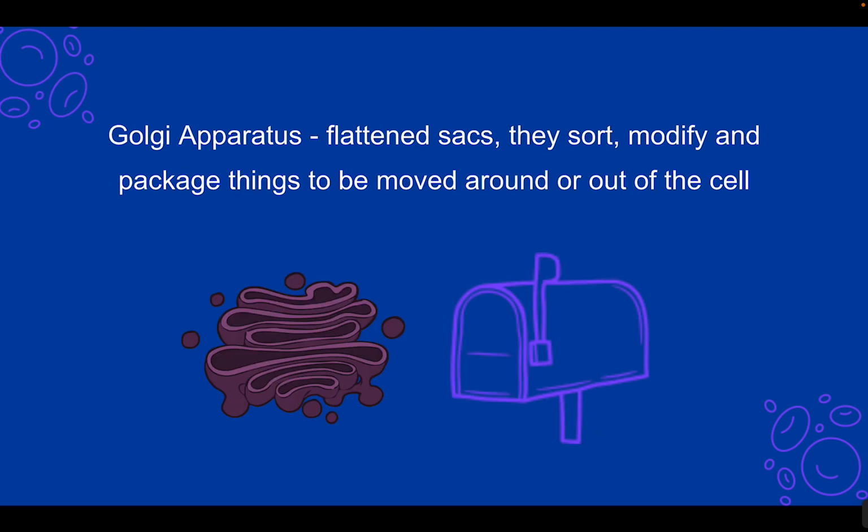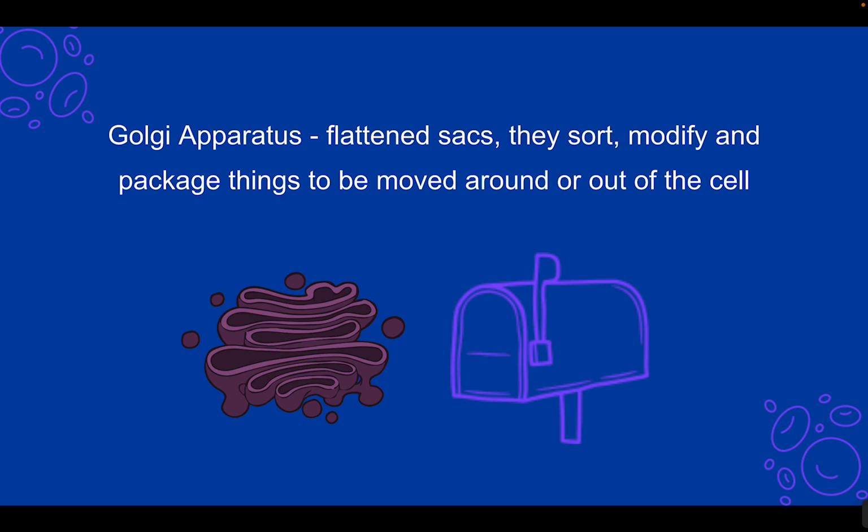The next one I find very interesting as an organelle. It looks similar to the ER, but it's generally further away from the nucleus, and it's going to have a different function. This is called the Golgi apparatus. So we have these sacs that are flattened, similar to how the membranes are flattened in the ER, but their job is to sort, modify, and package anything that needs to be moved around or even outside of the cell. I compare this to your post office or your UPS of the cell.